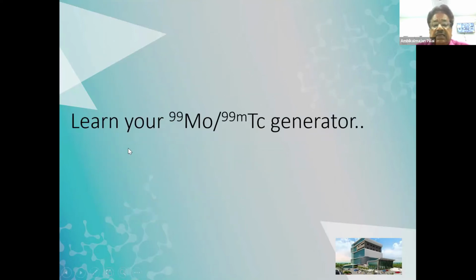Now, let us learn a bit about the molybdenum technetium generator, because this is the key point of nuclear medicine. You know, if you had visited a nuclear medicine center before the 2000s, the whole nuclear medicine center would have been revolving around the use of the molybdenum technetium generator. So I would like my participants to learn a bit about the molybdenum technetium generator.